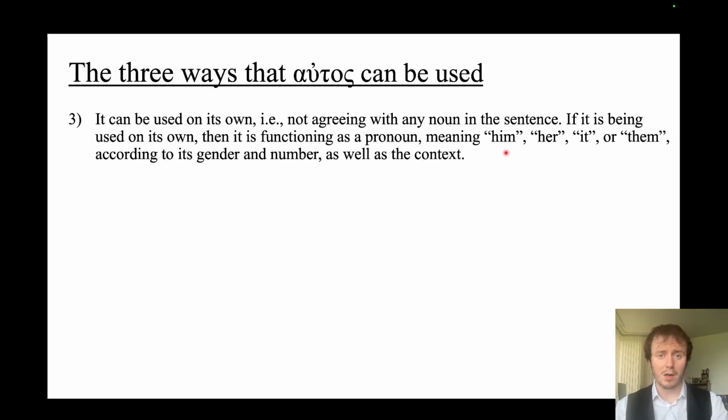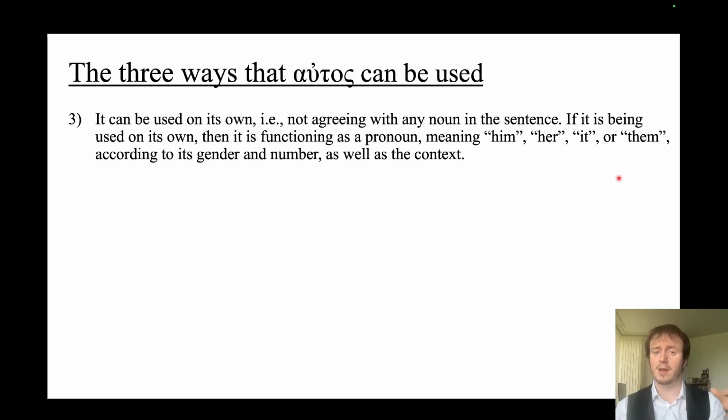We say him when he is the object of the sentence, the direct object to be precise. So for example, I saw him in the park yesterday. We don't say I saw he in the park yesterday, we say I saw him in the park yesterday, because that's the accusative form of the pronoun. And when αὐτος is used on its own as a pronoun, it will always be used in either the accusative, the genitive, or the dative.